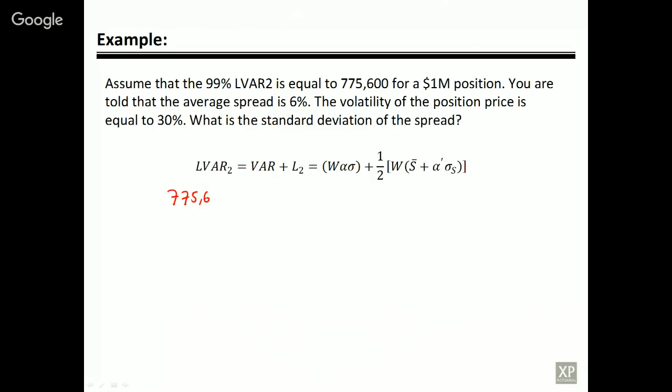So we have LVAR2 is 775,600, and that's equal to 1 million W multiplied by alpha. In this case, we have a 99% confidence level, so we'll select 2.33. Then we'll select our sigma of our position price, which is 0.3. Then we have 1/2 multiplied by, again, a million, multiplied by our S bar. And in this case, S bar is our average spread, so 0.06. And we'll assume that alpha, again, is 99%. And then we have sigma S. So then all we need to do is rearrange and solve for sigma S. And we get sigma S equal to 0.04.